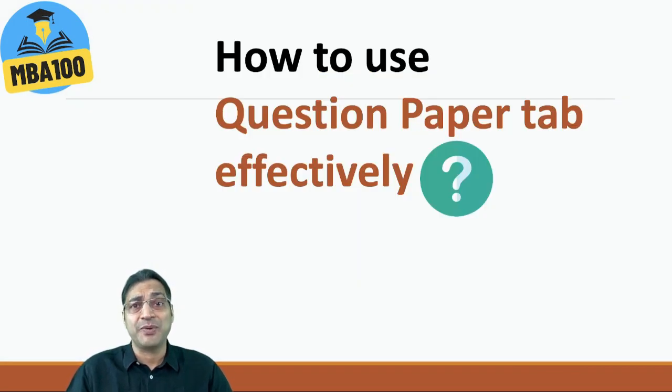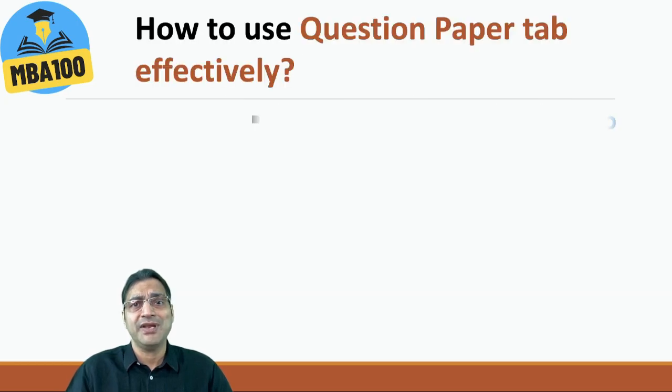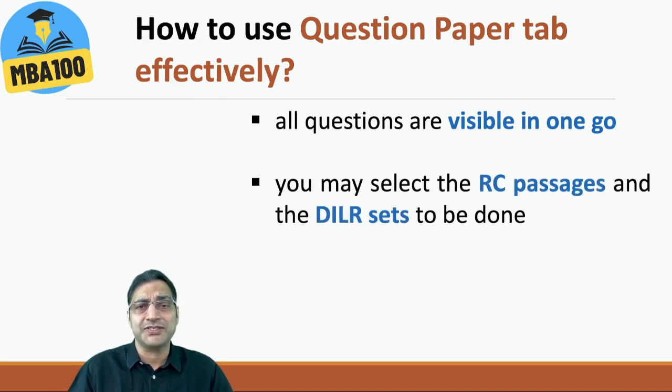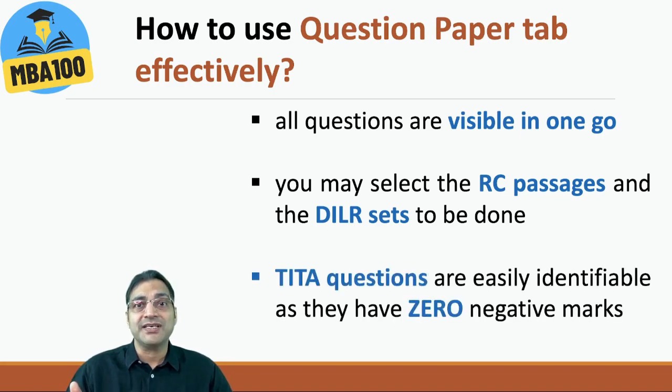How to use question paper tab effectively? There can be many reasons for this. All questions are visible in one go. You can easily call out the questions you're comfortable with and jot down their numbers on the rough sheets given to you. You may select the RC passages and DILR sets that you feel comfortable with, though it can be slightly deceptive also at times. TITA questions are easily identifiable here, and you can do all of them together.